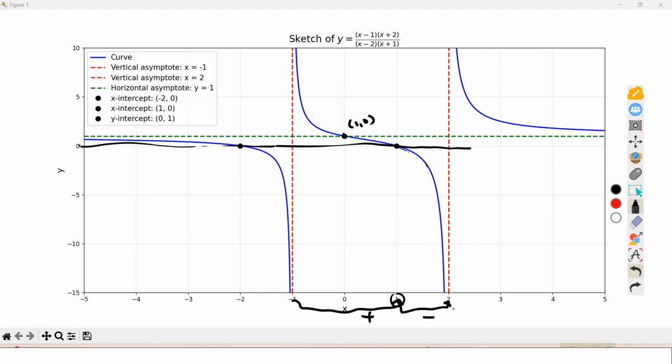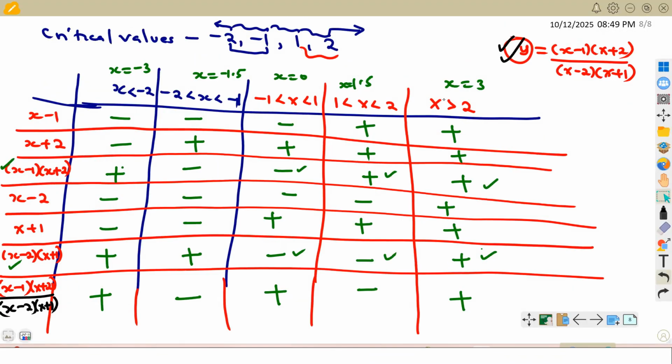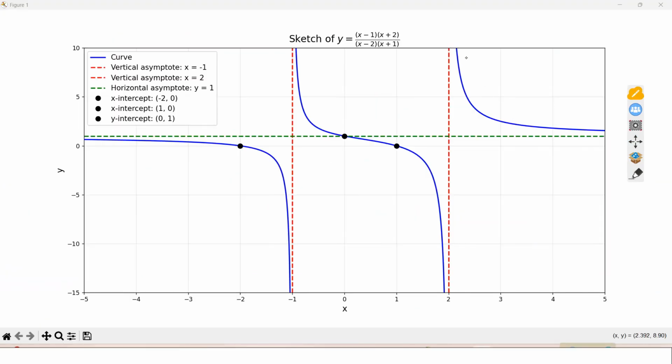So the next region is the region which is above 2. As we can see, x greater than 2 is positive. So in this region, the curve is positive. So that's why it is again in this positive part. It moves along that line there, and that is how it will be looking like. So this is basically how we can sketch rational curves.